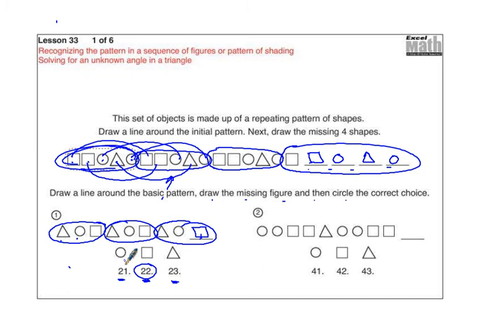Pause the video, do number 2, then turn it back on. Here we have circle, circle, square, square, triangle, circle, circle, okay? So there's our pattern, which means that this would be the triangle that corresponds to that, and you should have circled the 43.